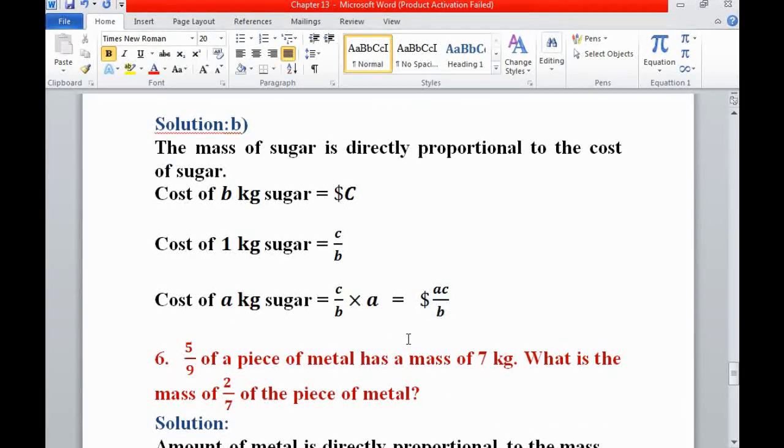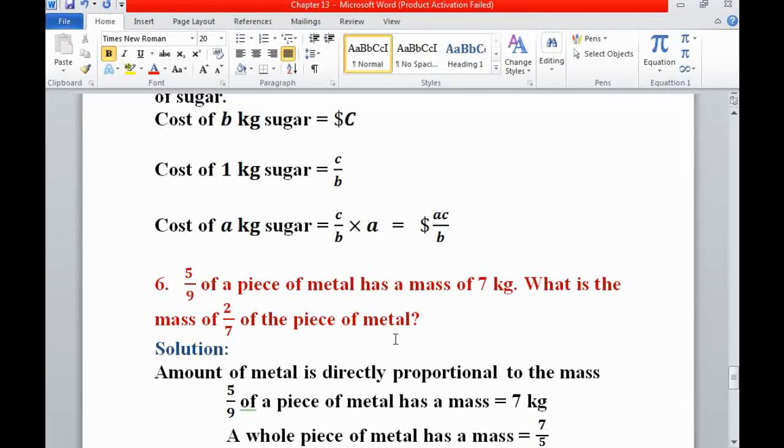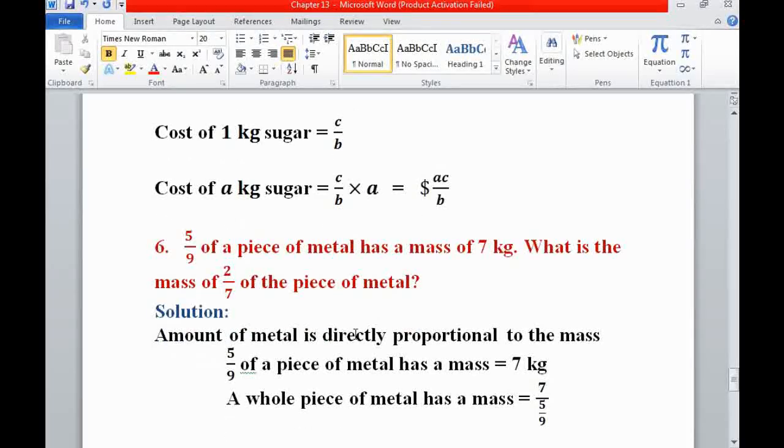Question number 6 from this exercise 1A: 5 upon 9 of a piece of metal has a mass of 7 kilogram. What is the mass of 2 upon 7 of the piece of metal? Once again, the amount of metal is directly proportional to the mass. So first I will write the statement: 5 upon 9 of a piece of metal has a mass of 7 kilogram.